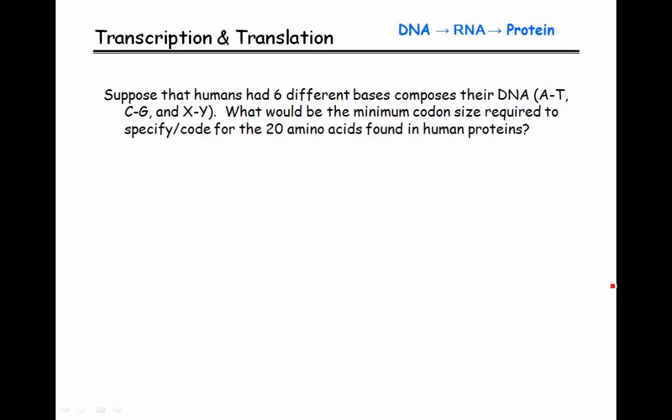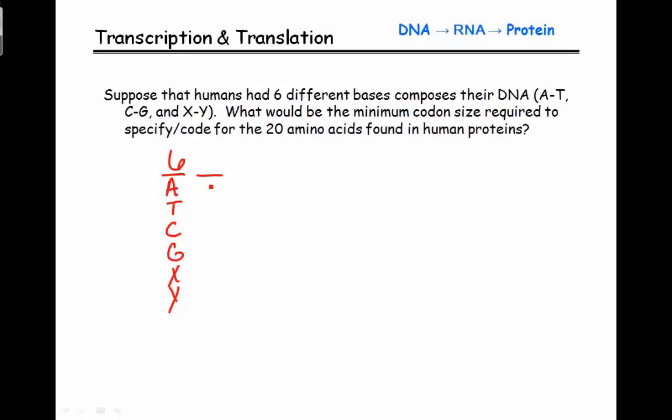We're going to approach this question the same way we looked at it on the previous slide. We need to come up with at least 20 codons or 20 words. So we're going to take our bases, and if we read them one at a time, notice here we've got an A, T, C, G, and we've also added an X and a Y. So if we read them one at a time, we've got 6 different possibilities. 6 different possibilities is not 20, so we can't read them one at a time. It's not going to work for us.